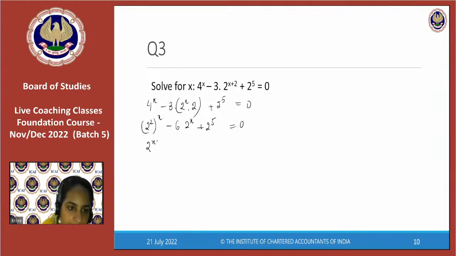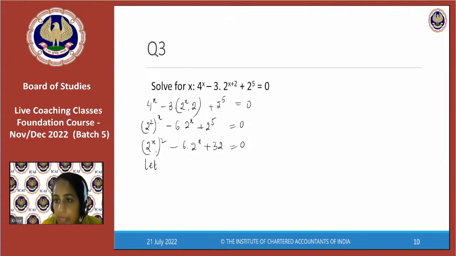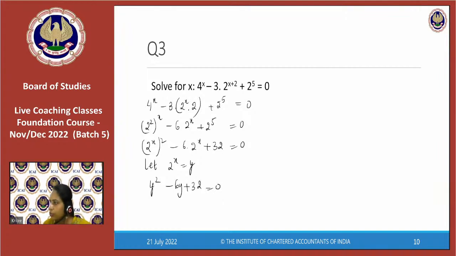Now, can I write this as 2 raised to power x whole square? Just interchange the position. Minus 6 into 2 raised to power x plus 32. Okay, I'll take the number only now directly. Now, I don't understand power again and again. I get confused with it. So what I do is, I say let 2 raised to power x be equal to y. So now this equation looks like this. y square minus 6y plus 32 equals 0. Looks good, looks better. Do we understand this?